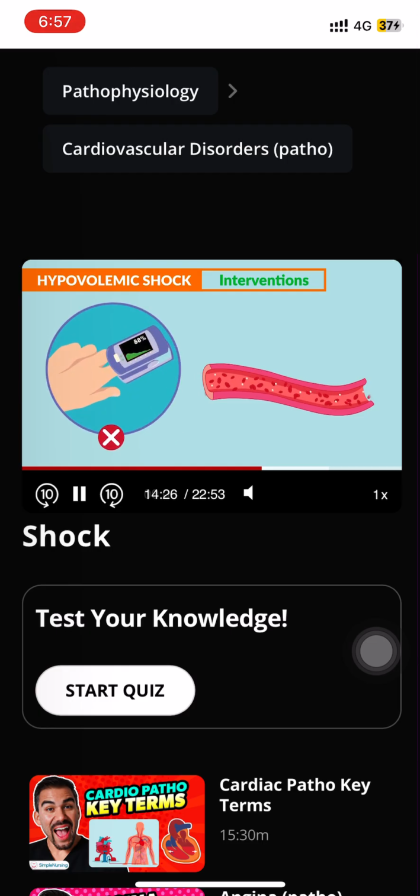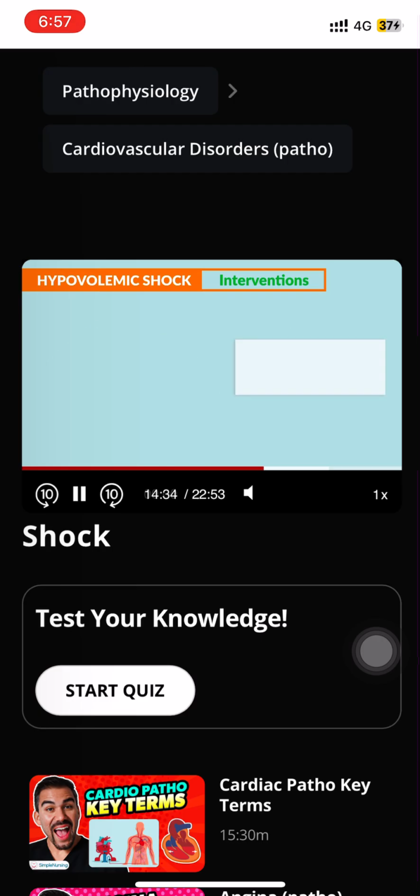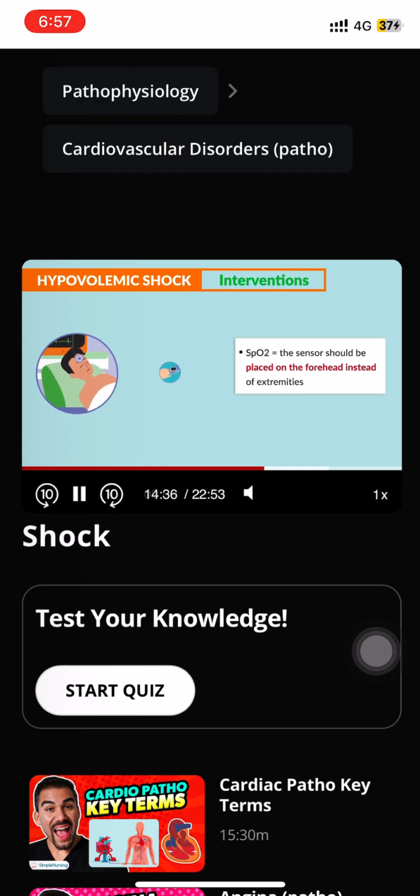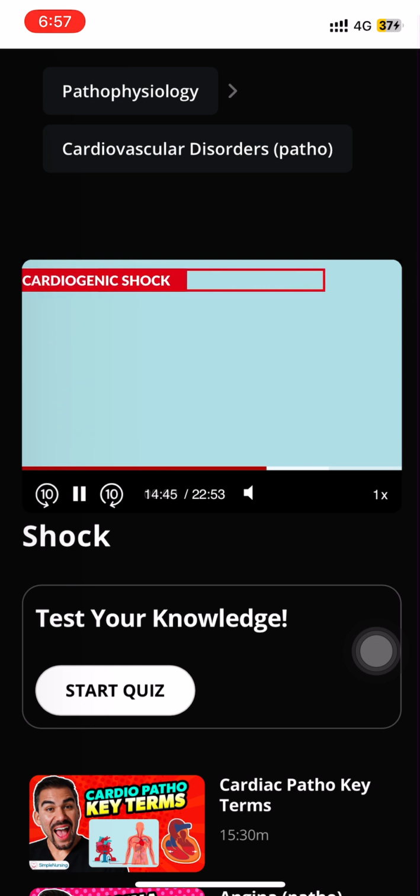And lastly, since vasopressors cause narrowing of blood vessels by pressing on the vessels, the pulse oximeter is often not accurate when placed on the finger, as blood flow is shunted away from the extremities toward the core of the body. So be sure to write this down. For the SpO2, the sensor should be placed on the forehead instead of the extremities, since there will be lack of perfusion there. Next is cardiogenic shock.